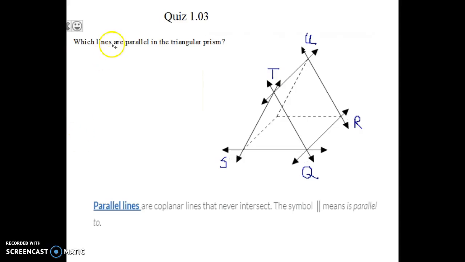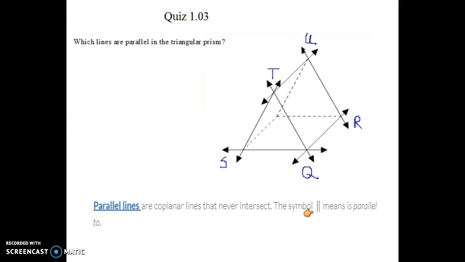All right, here's some help on quiz 1.03. And most of this is dealing with parallel and perpendicular lines. So let's take a look. Parallel lines, remember, are coplanar lines that never intersect. And this symbol here is what denotes that two lines are parallel to one another.